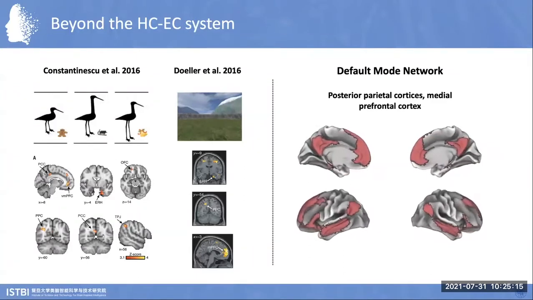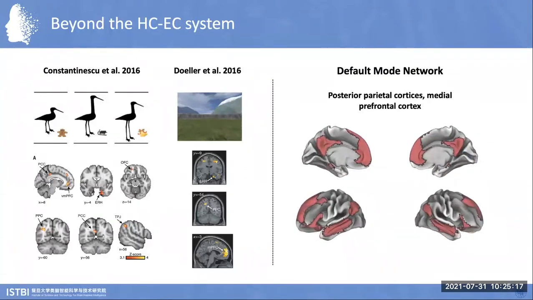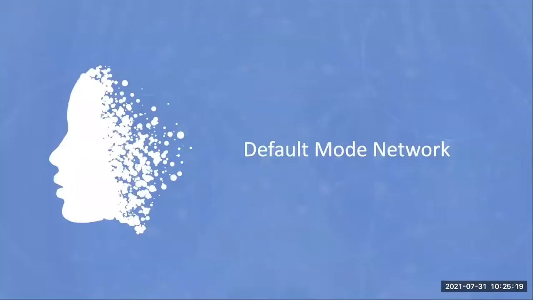So in the next bit of the talk, I will move on to the default mode network and explore this idea as to how there might be a connection between this mental navigation and the default mode network brain system. All right.